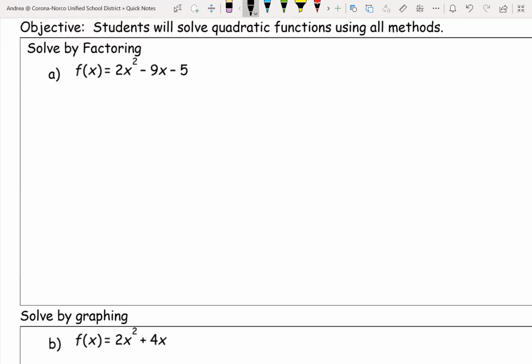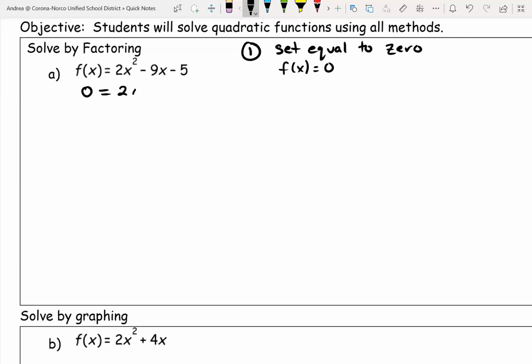So step 1, set equal to 0. Okay, you guys set it equal to 0. In this case, f of x just equals 0. So this is 0 equals 2x squared minus 9x minus 5. Step 2, factor.